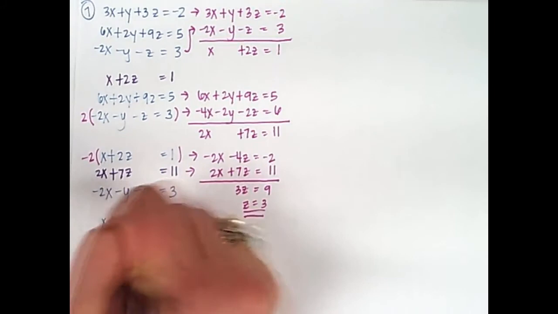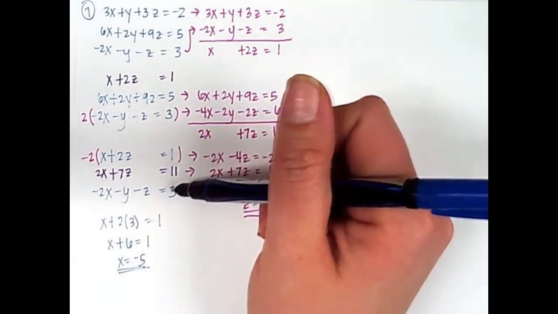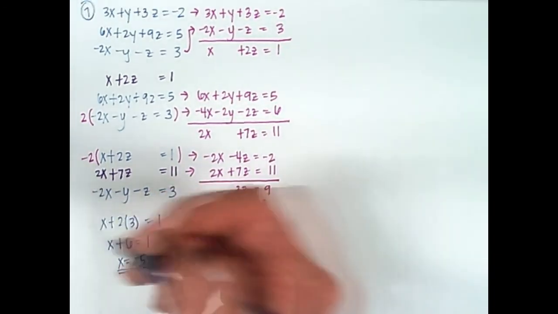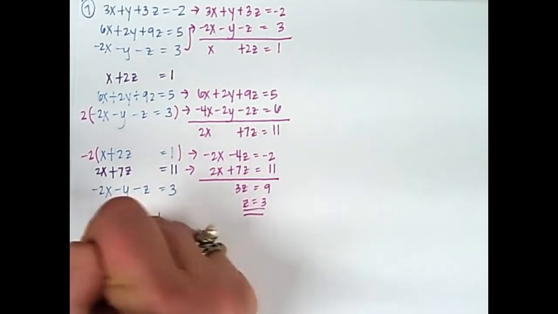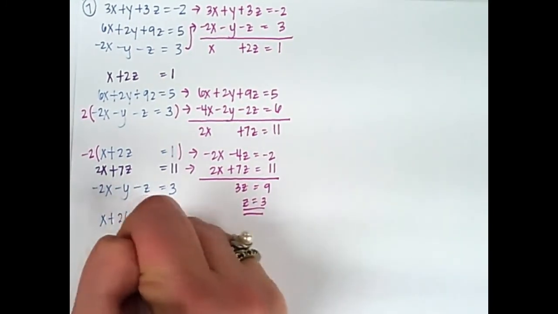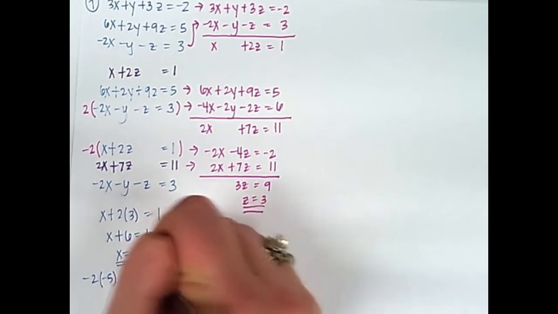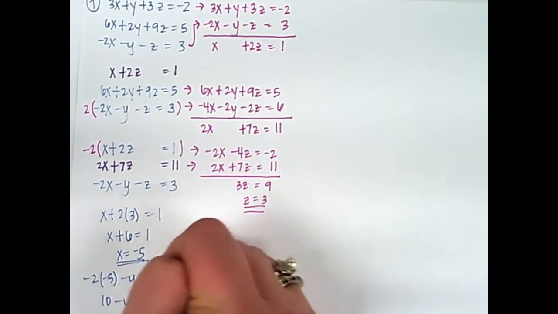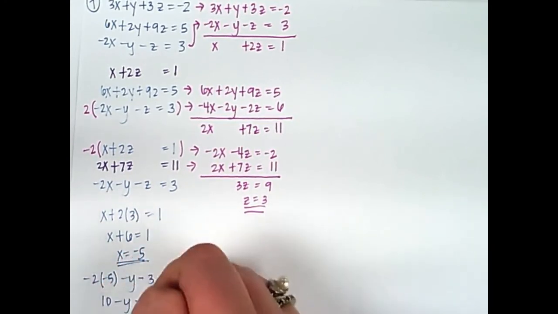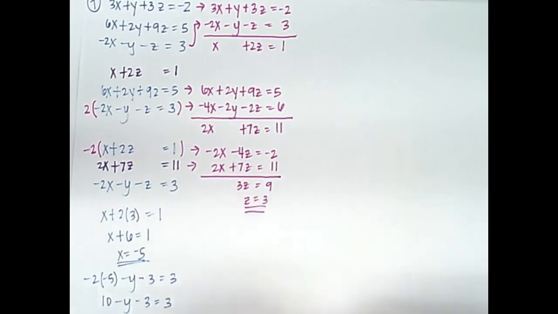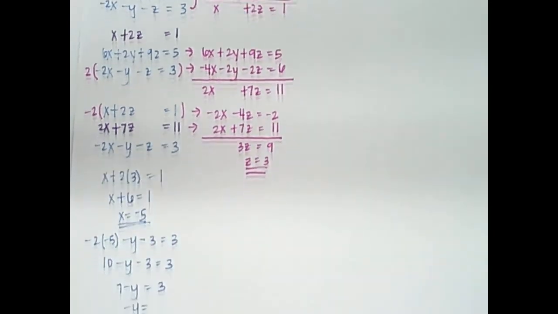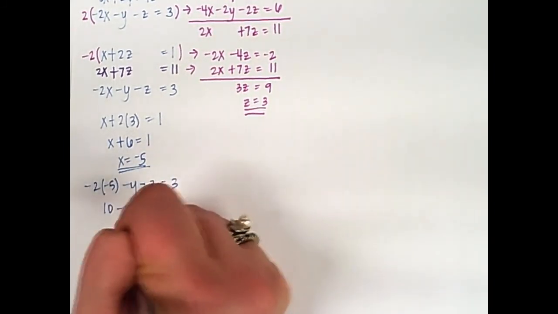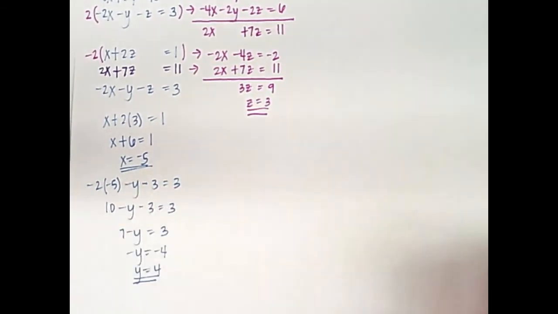And then now that I have x and z, I can plug it into any one of my original equations up at the top, or this one, which is still an original equation. So negative 2 times negative 5 minus y minus 3 equals 3. So 10, minus 3 is 7. So subtract 7 from both sides, and I get negative y equals negative 4. Divide both sides by negative 1, and y is equal to 4.